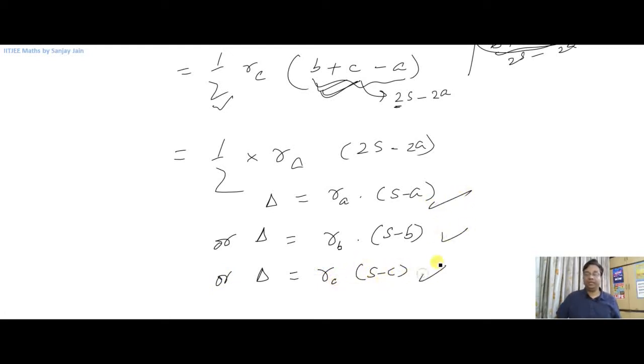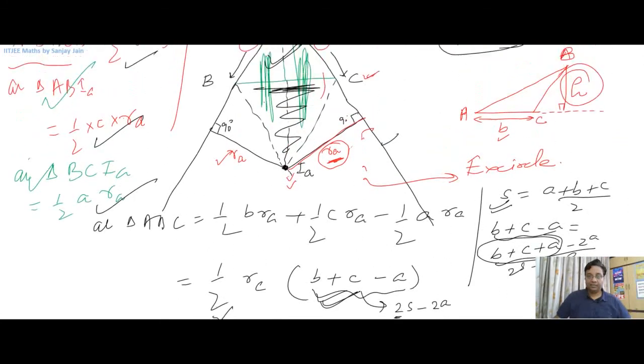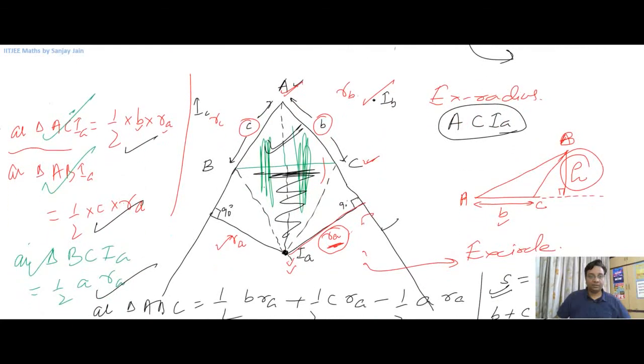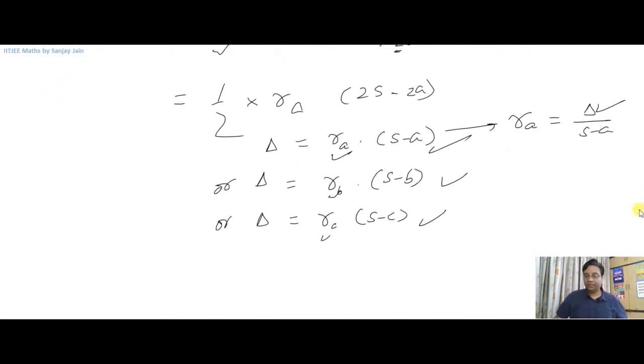So these are nothing but areas of this triangle ABC in terms of the different x radii. All right, so from here you can say x radius RA is nothing but delta upon S minus A, where delta is the area of the triangle concerned. I hope you have got an idea about x radius, x center and x circle. I think this much should be enough about x centers for the time being.